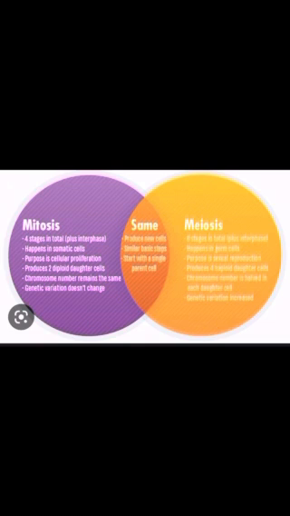Mitosis is in a somatic cell, chromosomes remain the same, genetic variation doesn't change, and it produces two diploid daughter cells. Similarities: produces new cells, similar basic steps, starts with a single parent cell. Meiosis involves 8 total stages, happens in a germ cell, a sexual reproductive cell, produces 4 haploid daughter cells, and the chromosome number is halved.